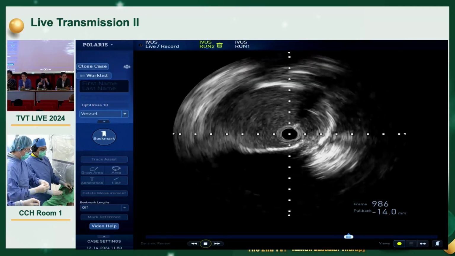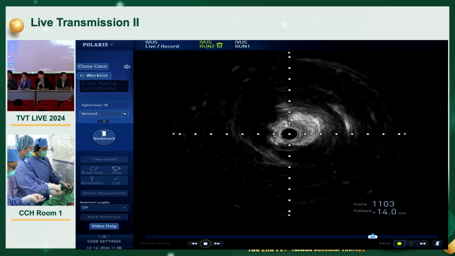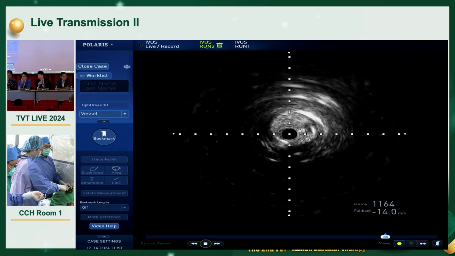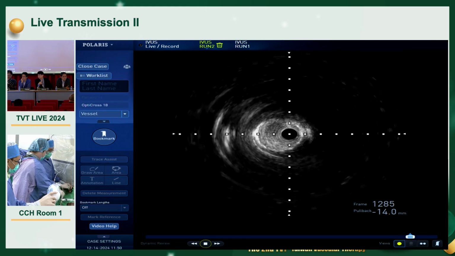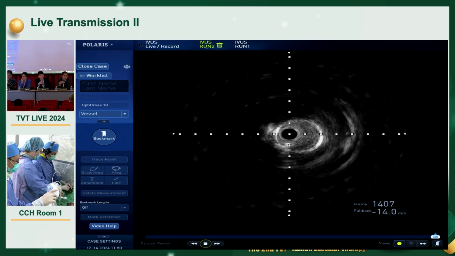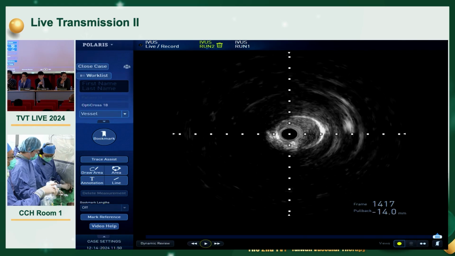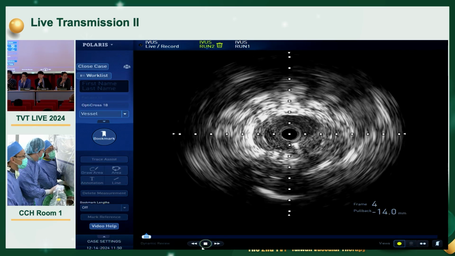Many plaque and restenosis was noted. Not so much thrombus. So maybe distal protection is not necessary. Now we'll do IVUS again to popliteal.